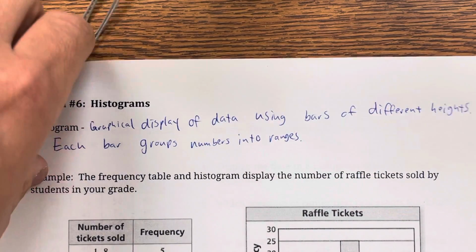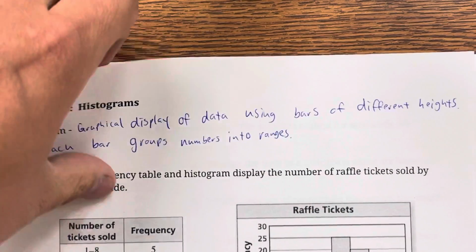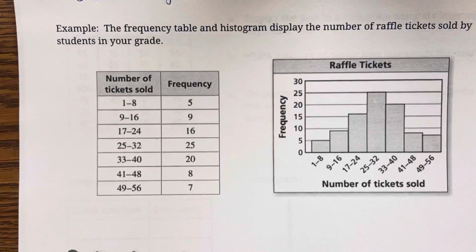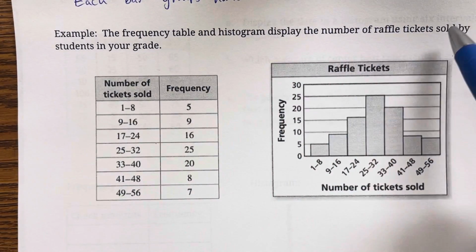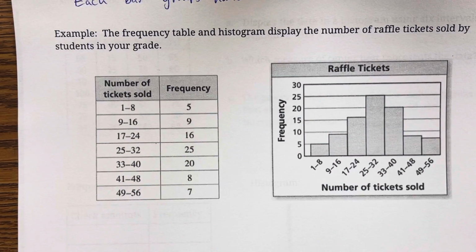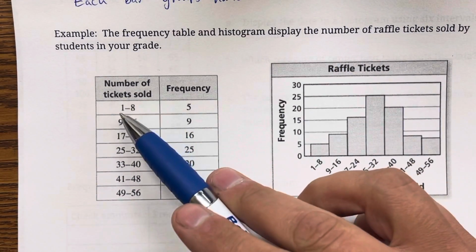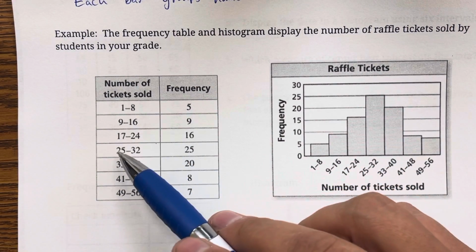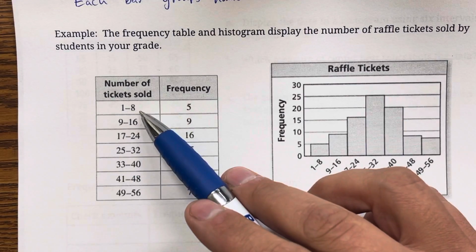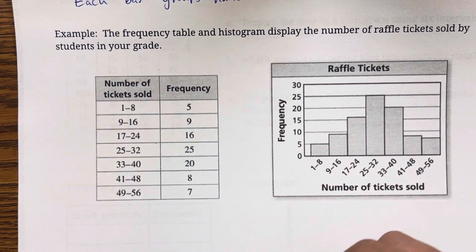So we have a little histogram drawn out here that involves some raffle tickets. And it talks about the number of raffle tickets sold by students in your grade. So in this process here, we had some students that sold between 1 and 8 raffle tickets, 9 and 16, 17, 24, et cetera. And as we can see, it's going up by 8 each time. So 8 is the range that we're looking at in this continuous set of data.